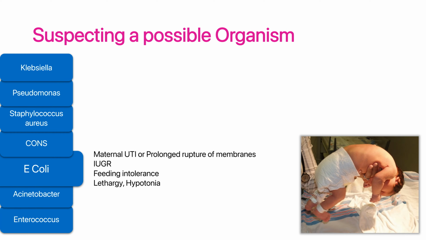E. coli is the most common organism causing urinary tract infections. So any history of maternal urinary tract infections or prolonged rupture of membranes can point towards presence of E. coli. History of intrauterine growth retardation, feeding intolerance, lethargy or hypotonia, like has been demonstrated in this picture, can point towards the possible presence of E. coli in the baby.